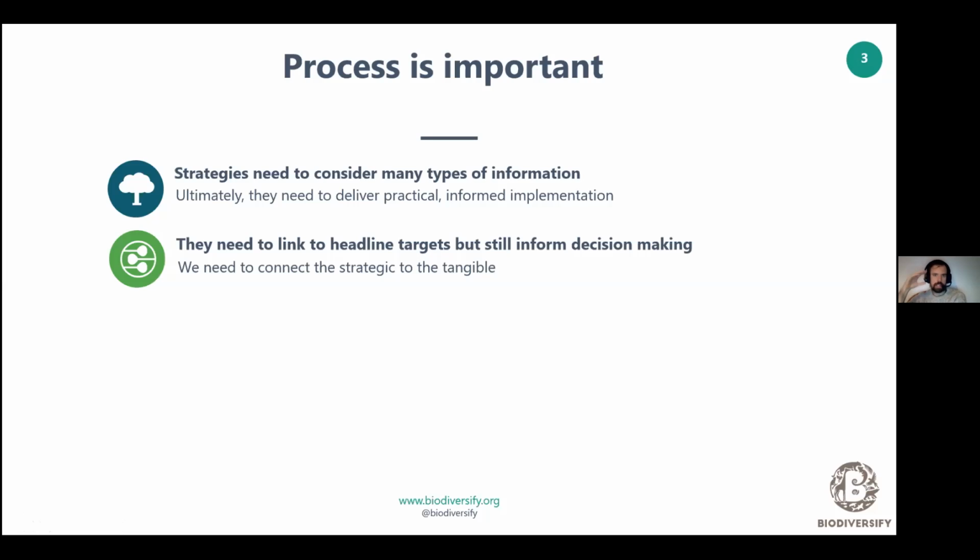They also have to sit in the middle in many ways. They have to speak to headline targets about what your company wants to achieve, these big headline goals of no deforestation or no carbon input or no biodiversity impact, whatever it might be. But at the same time, they also have to inform people on the day-to-day side of things. Someone who's making a shoe or a jumper or a coat needs to be able to pick up this strategy and go, oh yeah, great, I see what this means for the kind of toggles I'm going to use, or the materials I'm going to use, or where I'm going to source them from.